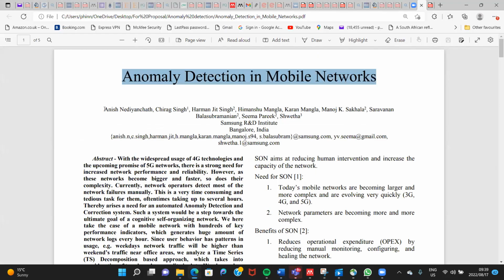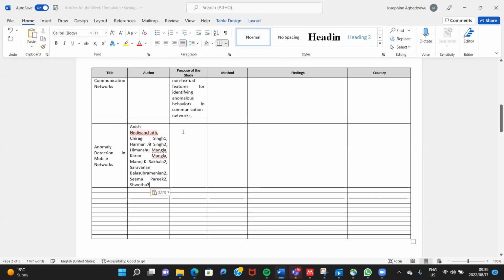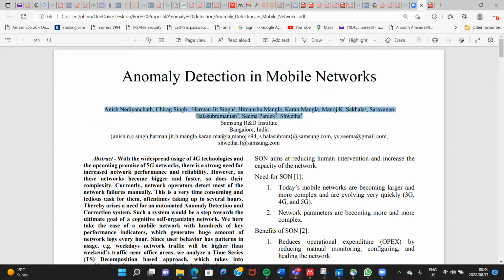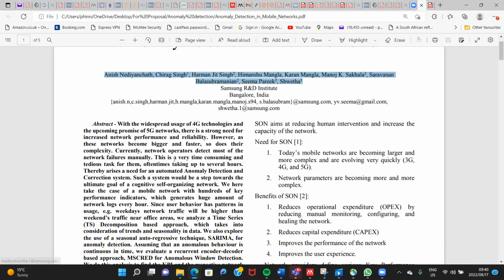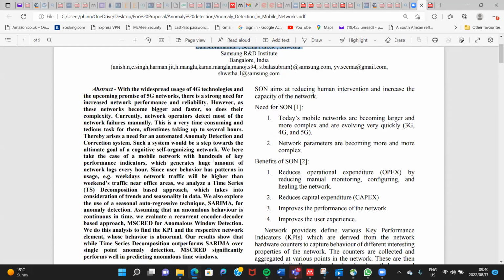They are all here. Of course, the numbers they have in front of their names, you have to delete all of them. That's fine. You can do that later. Then you go to the purpose of the study. Let me see. Purpose. Okay, purpose, which was: we here take a case. Yeah. We here take a case. Okay, there.